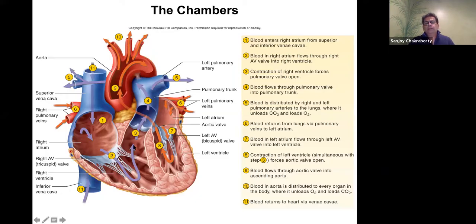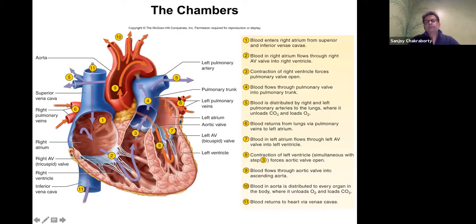The right ventricle contracts and the blood goes to the pulmonary trunk through the pulmonary valve, right here. Number 3. This goes to the pulmonary trunk, then it bifurcates. One goes to the left lung, one goes to the right lung. So number 5 is going to the lung, where it unloads carbon dioxide and loads back oxygen, coming back through the pulmonary veins, 2 of them here, 2 of them here.